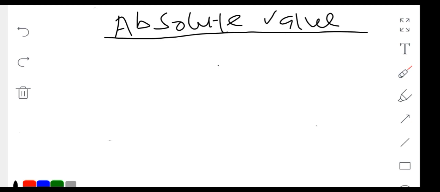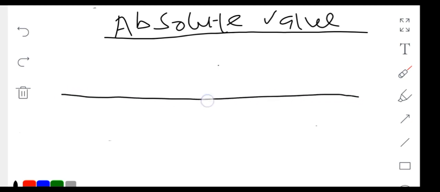Absolute value is the distance of a number from the origin of a number line. Let's say this is the number line. We've talked about number lines. So let's say this is the origin of a number line. So absolute value is now the distance of a number.